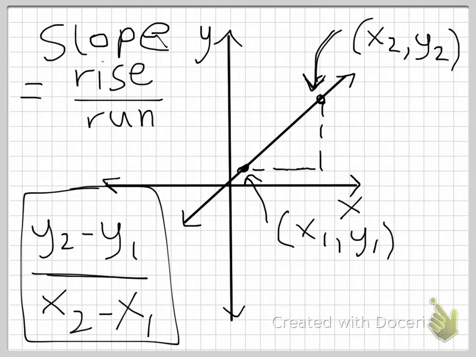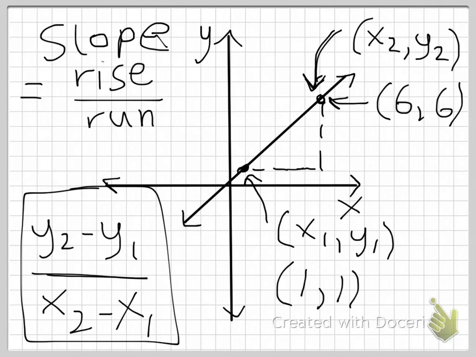Now let's plug in some actual numbers. Well, the actual coordinates of this point are 6, 6, and the actual coordinate of this point is 1, 1. So let's just plug those numbers in. y2 is right here, so it's 6. y1 is right here, so it's 1.